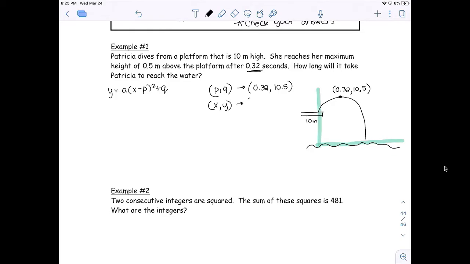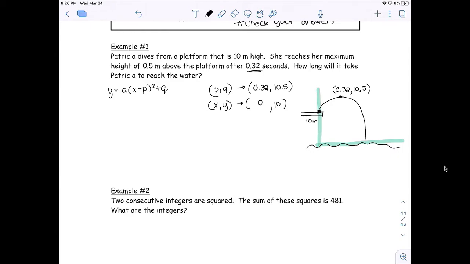Then we need a point x, y. So that's going to be usually the y-intercept, or sometimes it's 0, 0. In this case, it's going to be our starting point. What height do they start at when time is 0? Well, we know that they start at 10 meters off the water. That's the diving board. And that's going to occur at 0 seconds.